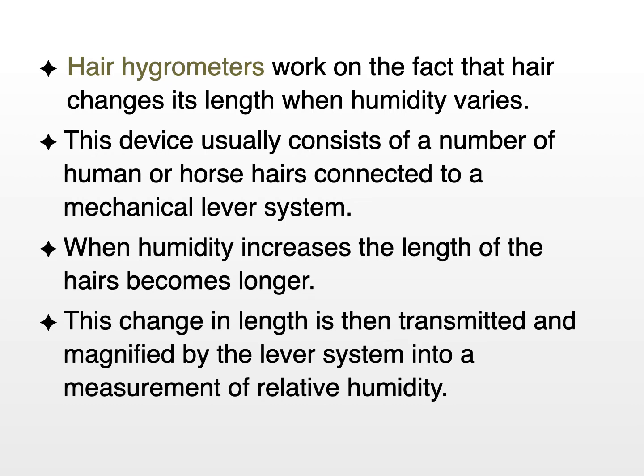The hair hygrometers either use human or horse hairs, and these hairs are connected to a mechanical lever system. When humidity increases, the length of the hairs becomes longer. This change in length is then transmitted and magnified by a lever system, and there's a scale that shows the relative humidity.